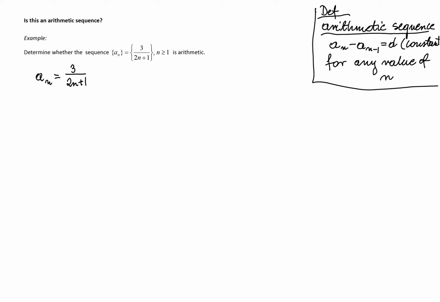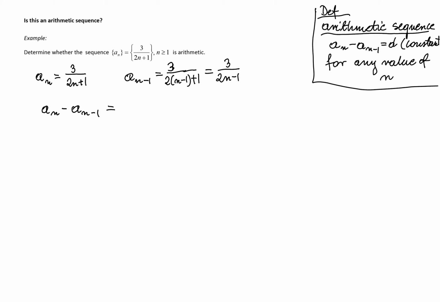In our example, the sequence is a sub n equals 3 over 2n plus 1. We want to examine the difference a sub n minus a sub n minus 1. To do that, I will need the term a sub n minus 1, and to form the term, we look at the general term a sub n, and we'll replace the value of n with the value n minus 1. And therefore, after simplifying, the term a sub n minus 1 will be 3 over 2n minus 1.